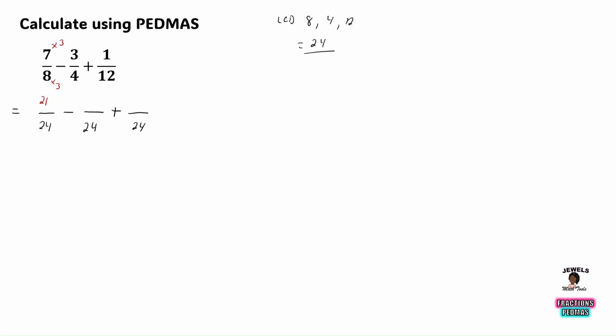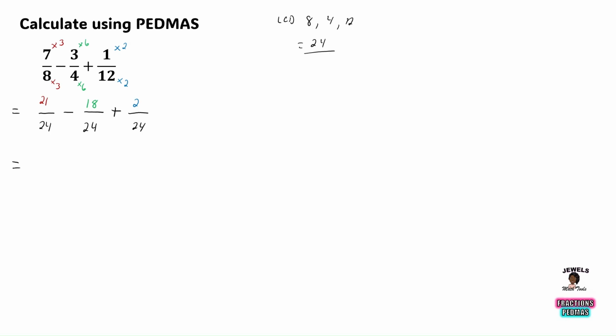For our next fraction, we know that 6 times 4 is 24. So we multiply 3 times 6, which is equal to 18. And for our last fraction, we have 12 times 2 is equal to 24. So when we multiply 1 times 2, we will get 2. So now that all of our fractions have been converted to their equivalent form, let's begin our calculations.